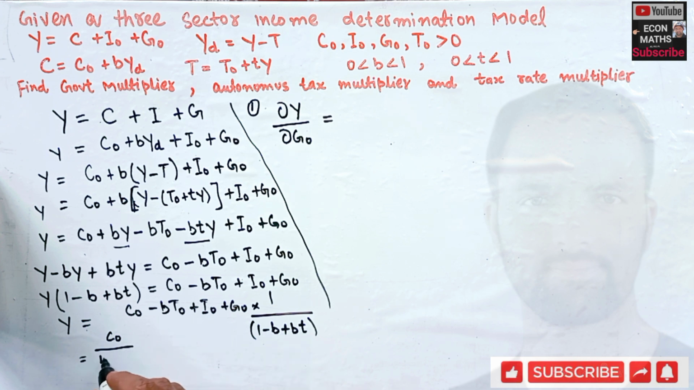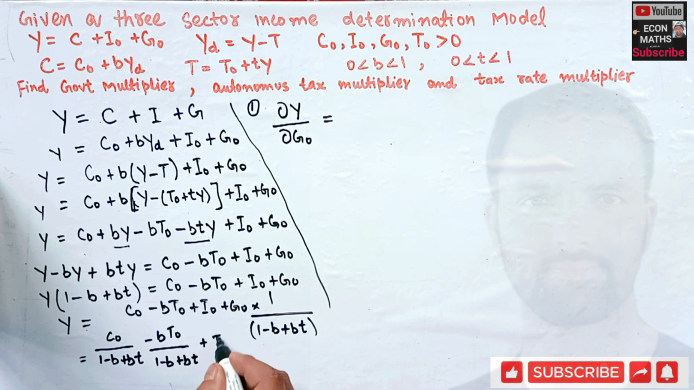So we have 1 minus b plus bt. Then we have minus b t naught divided by 1 minus b plus bt, plus we have I naught upon 1 minus b plus bt. I am just trying to make it clear. Plus we have g naught upon 1 minus b plus bt. So this is our equilibrium level of income.